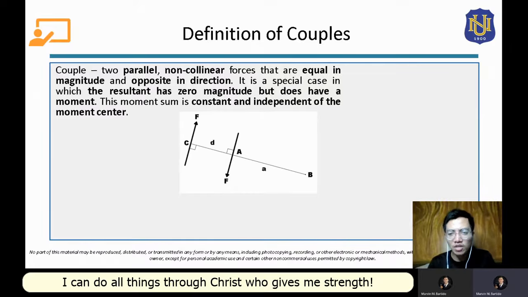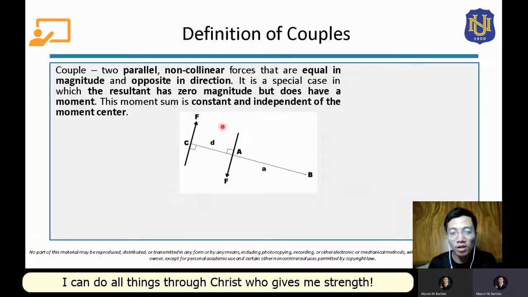So let's say we have these two forces. We have this force F, and it is directed this way, and we have this force F also. These two forces are parallel, they are also non-collinear, and they have the same magnitude F. Also they are opposite in direction. Since all the conditions are met for you to say that this is a couple, therefore this is actually a couple.